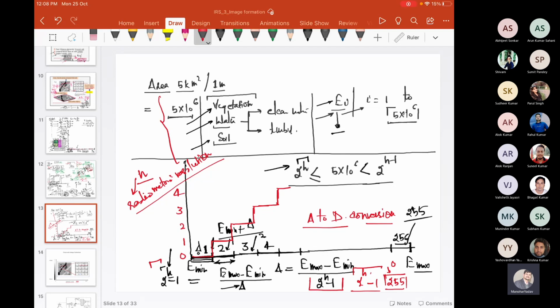Radiometric resolution means we are analyzing how close energy components we are distinguishing. When you increase the value of n, then what happens? You are decreasing the delta. You increase the n, we say radiometric resolution is improved, and by increasing the n, we are decreasing the delta value.